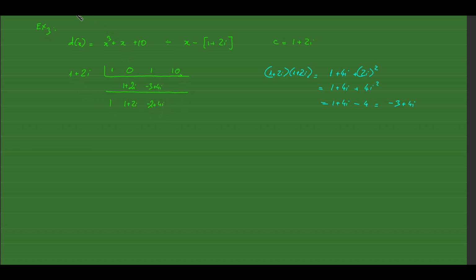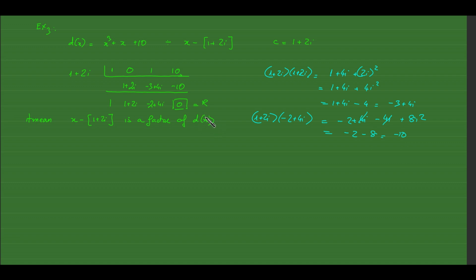Now you keep multiplying: 1 plus 2i times negative 2 plus 4i. Distribute it, and you get negative 2 plus 4i minus 4i plus 8i squared. The 4i terms cancel out, and i squared is negative 1, so 8i squared gives you negative 8, which totals negative 10. Then you add them up, and it gives you 0. Oh my god, this is the remainder right here. So what does it mean? It means that x minus 1 plus 2i is a factor of d of x.